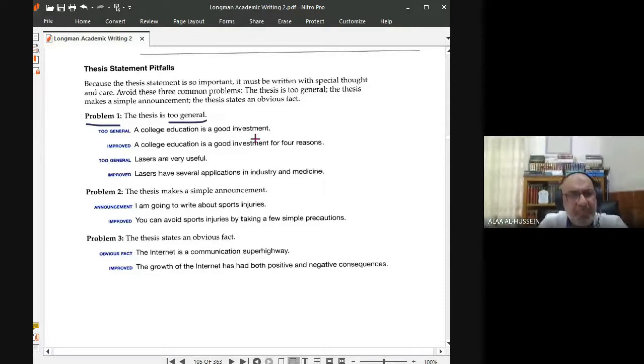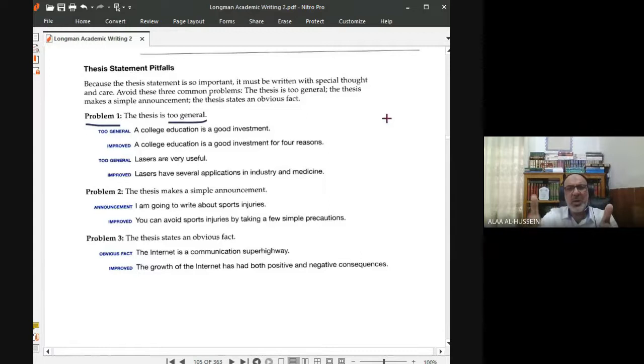Okay طلاب. Okay. A college education is a good investment. Does it yield a good sentence? Is it a good sentence? A college education is a good investment.